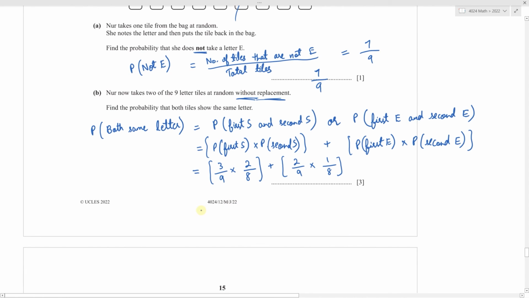So let's calculate this. This will be 6 over 9 eighths are 72 plus 2 over 9 eighths are 72, which is 8 over 72. Or if you want to simplify, 8 ones are 8, 8 nines are 72, 1 over 9. So your final answer here will be 1 over 9.